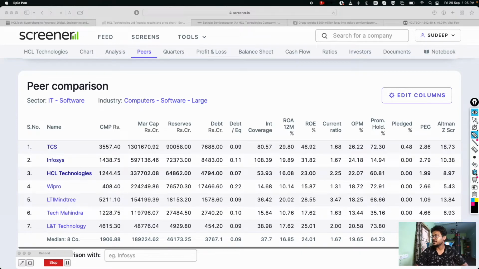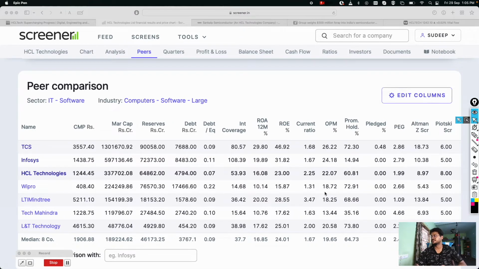Right. Now coming to the promoter holding, promoters are holding 60.80% of this company. That's a very good thing. It is more than 50%, so the criterion is fulfilled. PEG ratio is 1.99, so it is saying that it is slightly overvalued. But that is fine. We are not going to judge a company based on that alone.